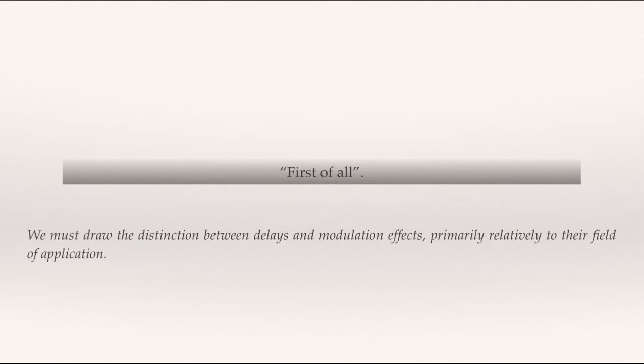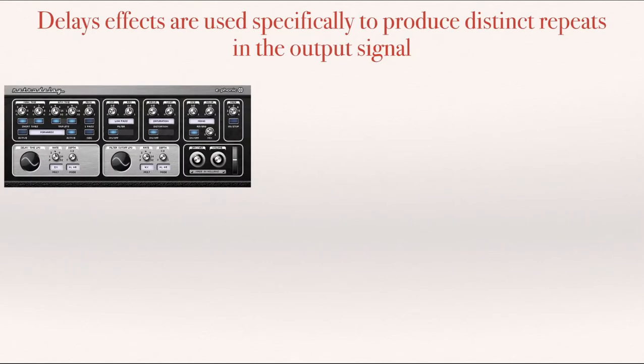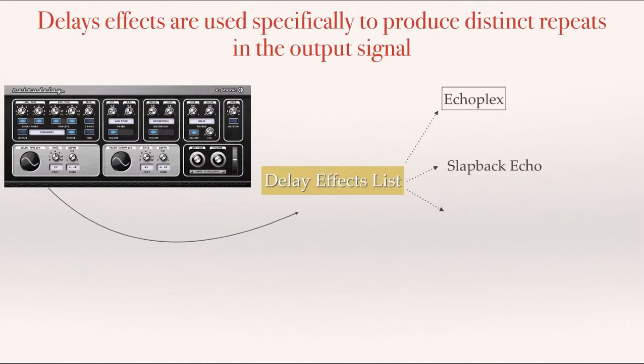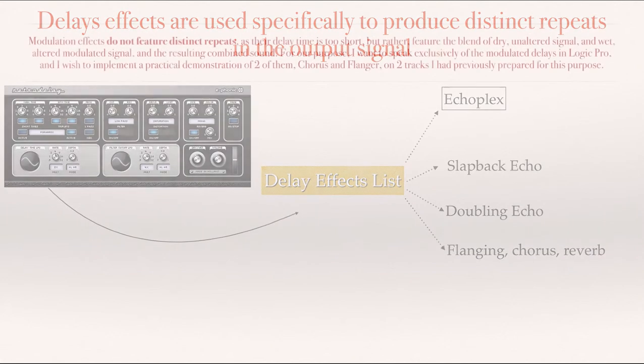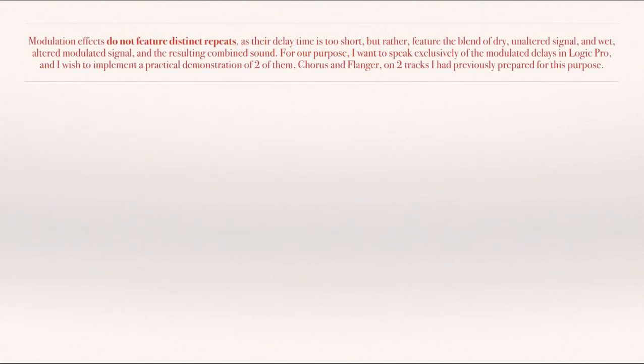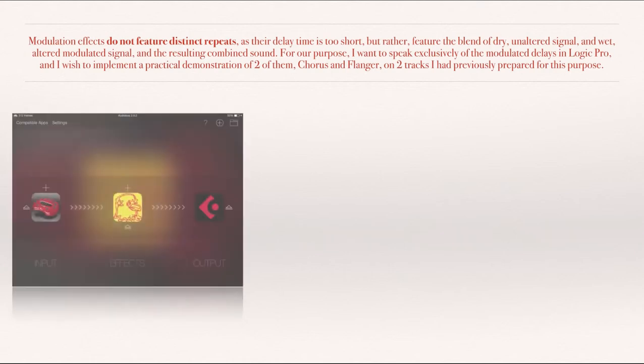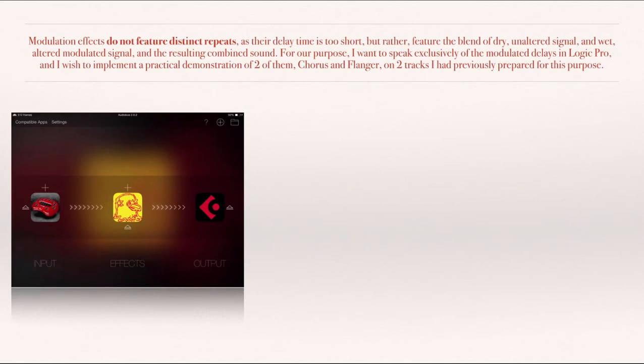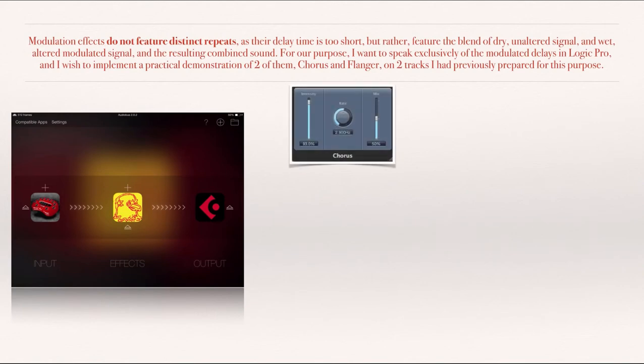First of all, we draw the distinction between delays and modulation effects, primarily relative to their field of application. Delay effects are used specifically to produce distinct repeats in the output signal. Instead, modulation effects do not feature distinct repeats, as their delay time is too short, but rather feature the blend of dry, namely unaltered signal, and wet, that is altered modulated signal, and the resulting combined sound.